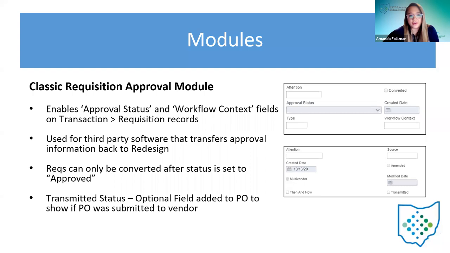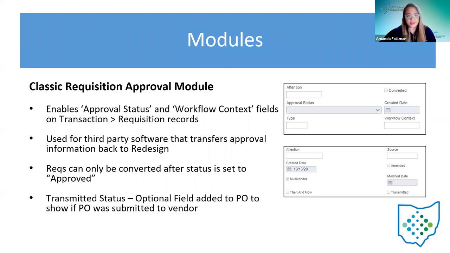Next is our classic requisition approval module. For this one, it enables a couple fields on your requisition record, and it also adds a transmitted status to the purchase order. We'll go take a look at these fields. But what this is used for is third-party software that transfers approval information back to Redesign.